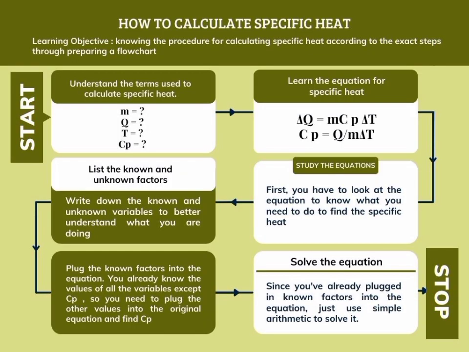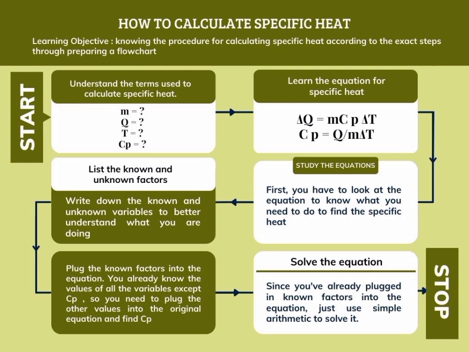Okay, the last material is how to calculate specific heat. With the learning objective, knowing the procedure for calculating specific heat according to the exact steps through preparing a flow chart. With the first step, there is understanding the terms used to calculate specific heat. Like the value of mass, quantity, temperature, and the last is heat.